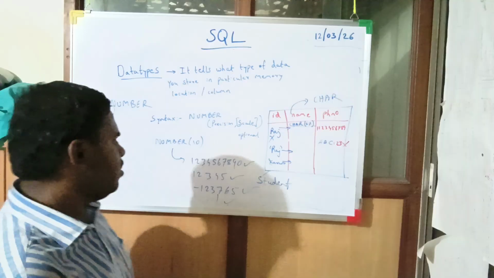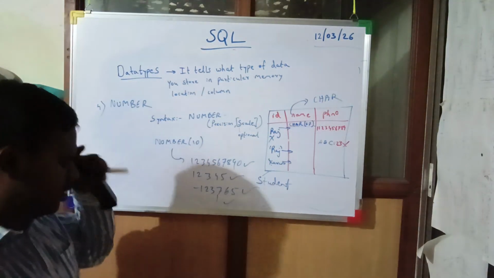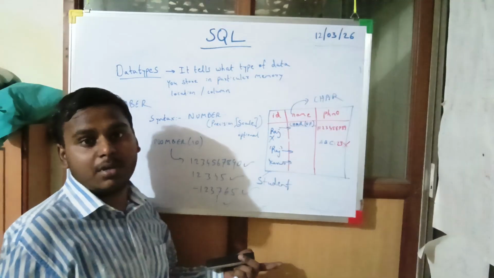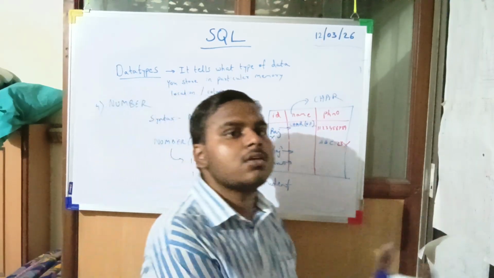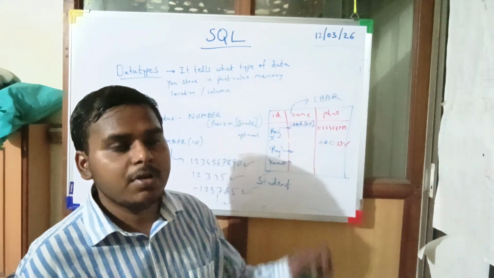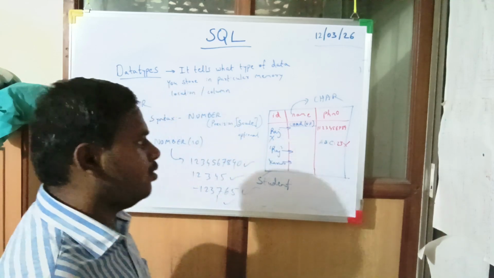But here also you are seeing some drawbacks: a 5 digit number is being accepted, negative numbers are being accepted, which is not practically possible. So for this we need to learn constraints. That we will learn later, means tomorrow.